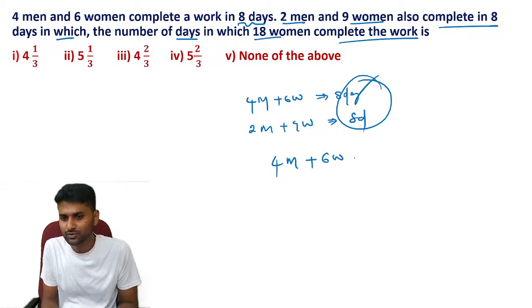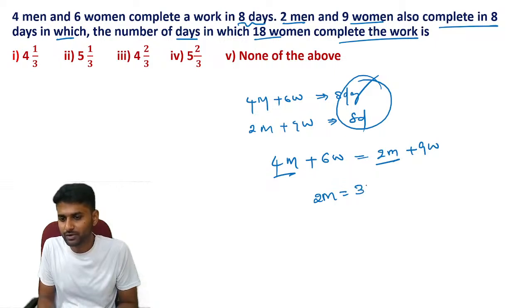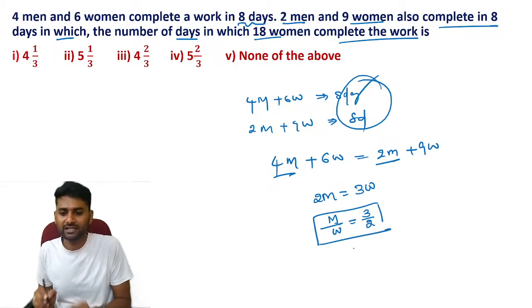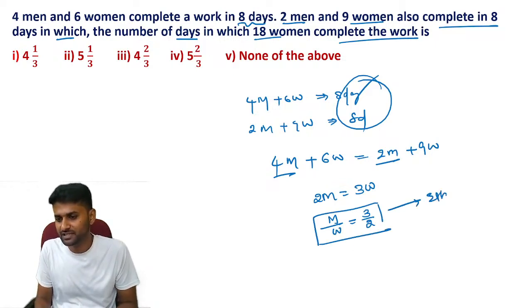4 men, 6 women is equal to 2 men, 9 women. Now 4m minus 2m is equal to 2m. 9w minus 6w is 3w. Now you will get men by women ratio is 3 by 2. So men by women is 3 by 2, and this is all about efficiency.